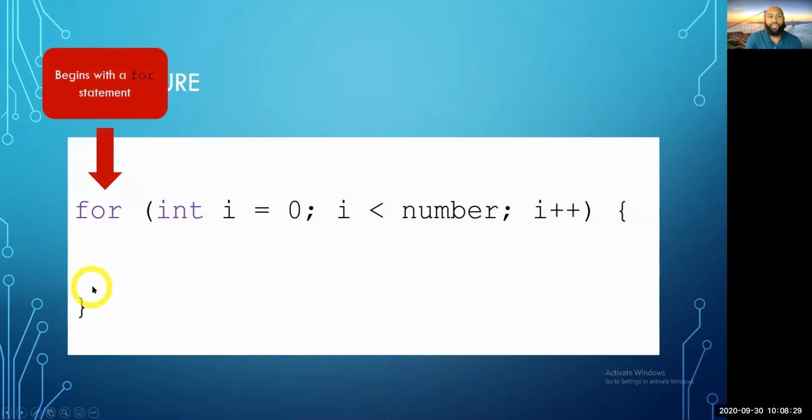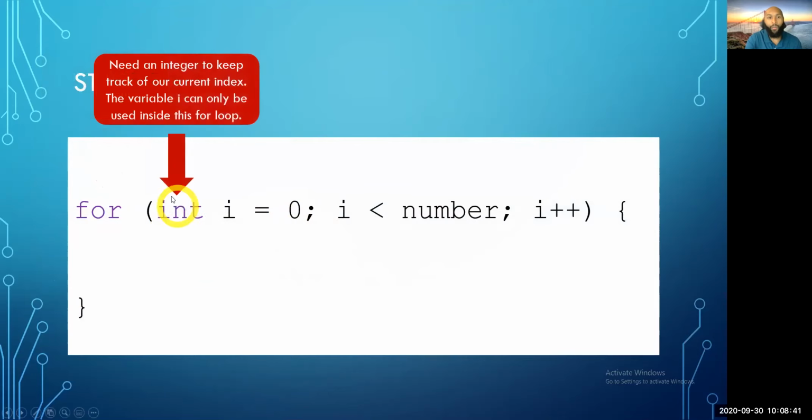So here's the structure of a for loop. It begins with the for statement, right? Just like a while loop starts with a while, an if statement starts with if, and so on and so forth. And then you see we create an int i, so we're actually creating a variable that's going to be our index, how many times we go through this loop. But do be mindful that if I create this integer here, I can only use it within these two brackets. I can't use it before or after the for loop.